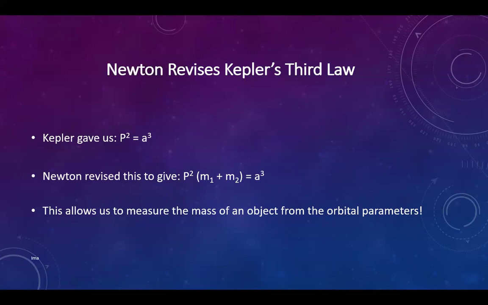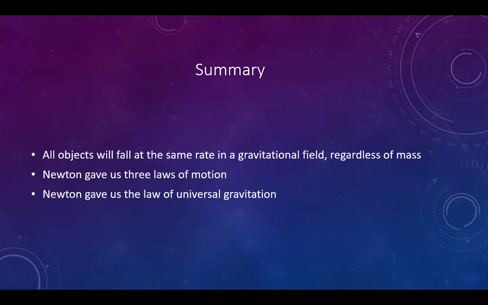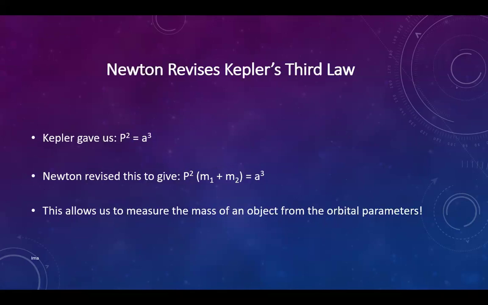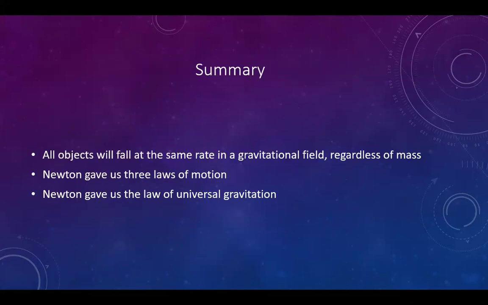And if you can look at the relative orbits of the two objects, you can actually work out their relative masses. Because you can figure out how far they are from the center of mass and which one's the heavier one and which one's the lighter one. So that's actually how we measure the mass of stars. It's one of the primary ways to do so.